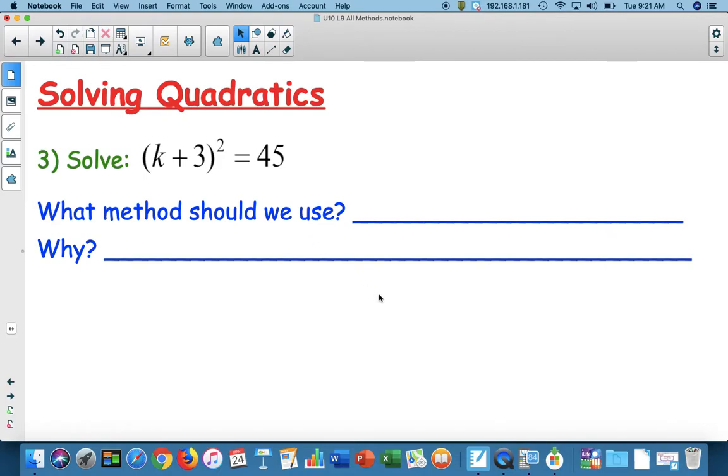All right, so here we have parentheses with a square equals 45. So I hope you guys see by here we're going to use solve by square rooting. Hopefully you guys see that.